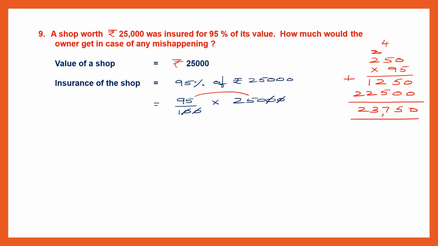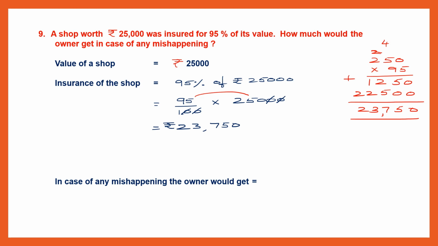23,750. So this is the insurance of the shop. That is 23,750 rupees. Now that means in case of any mishappening, the owner will get so much of money. How much is that? He will get 23,750 rupees. The insurance company will pay him so much. The value of a shop is 25,000, but it's insured only for 95%. So this is the amount that he will get.